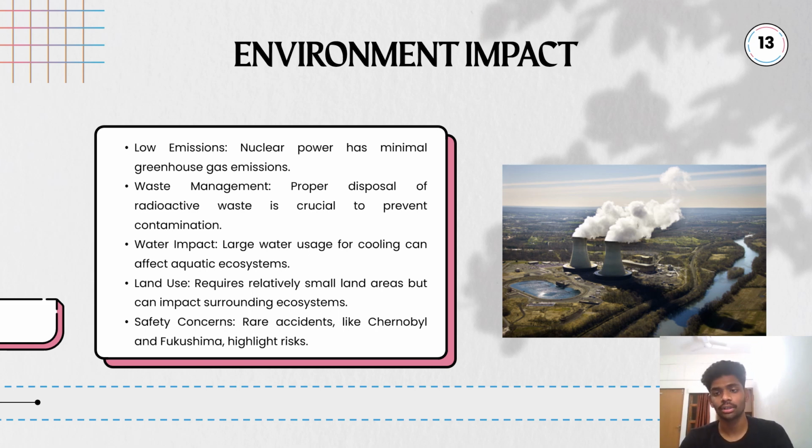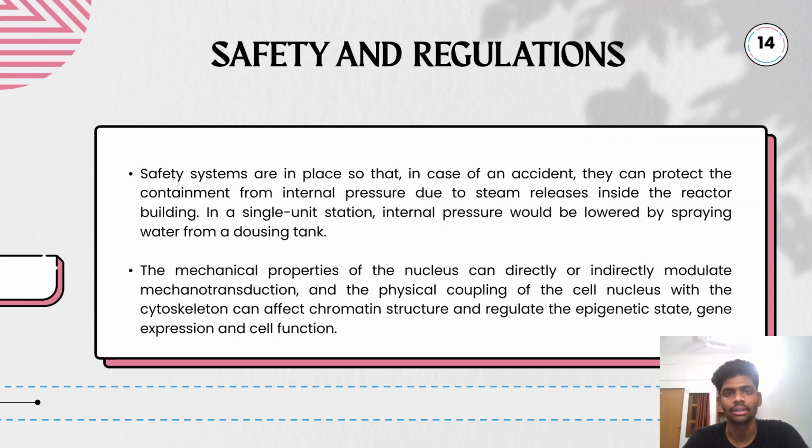The next point is land use. It requires relatively small land areas but can impact the surrounding ecosystem. Now, safety concerns. Rare accidents like Chernobyl and Fukushima highlight the risk. These 5 points are known as the environmental impact: low emissions, waste management, water impact, land use, and safety concerns.